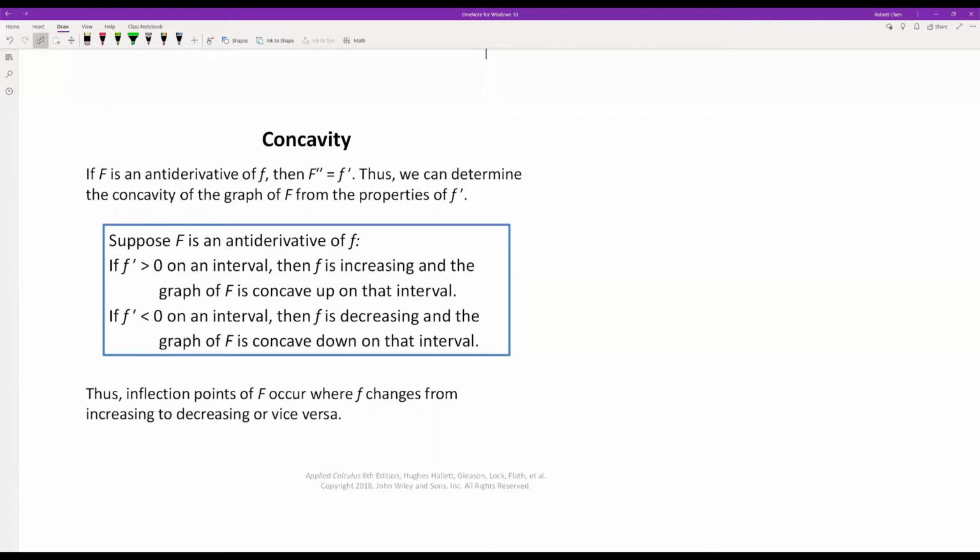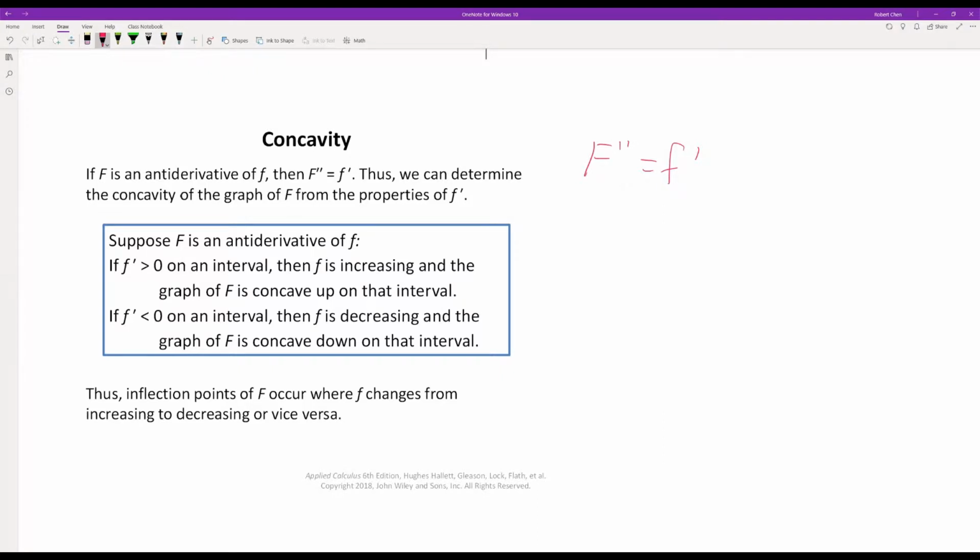All right, next we're looking at concavity, which is f double prime. So here, if a capital F is an antiderivative of f, then F double prime is equal to f prime. F double prime is equal to f prime. Then we can determine the concavity of F from the properties of f prime.